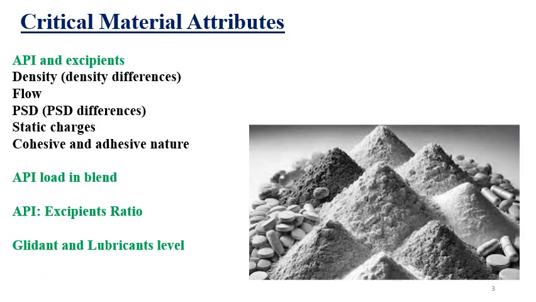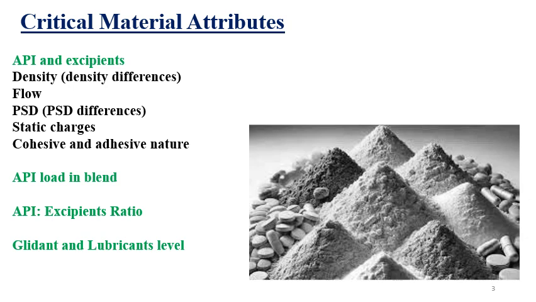So what are the material attributes which affect the blending and lubrication process or dry mixing process? These are related to the materials which are required to be blended together. These are API and excipients generally. Sometimes only excipients are also blended. So density of the materials which are getting mixed and the density differences among these excipients. If you are mixing a high density material with a low density material, then it will be very difficult to mix it uniformly and it will segregate. So density and density differences. Another critical material attribute, that is CMA, is flow.